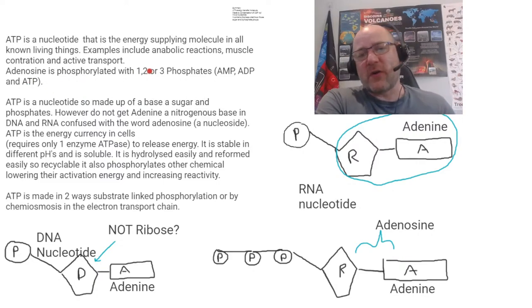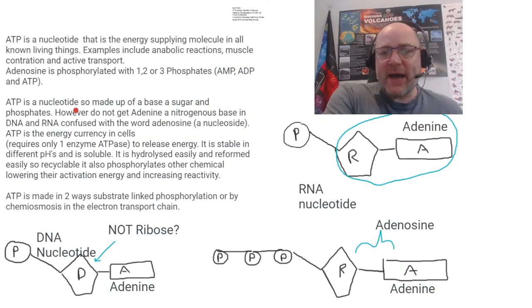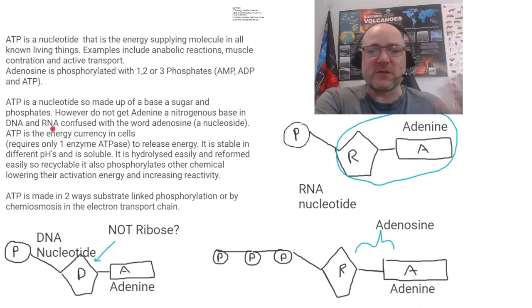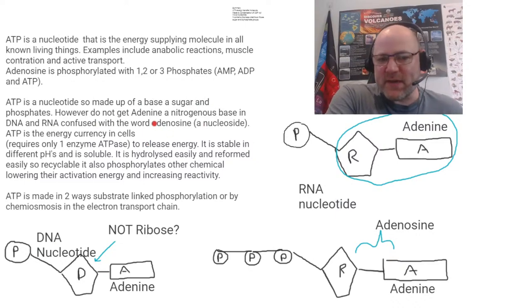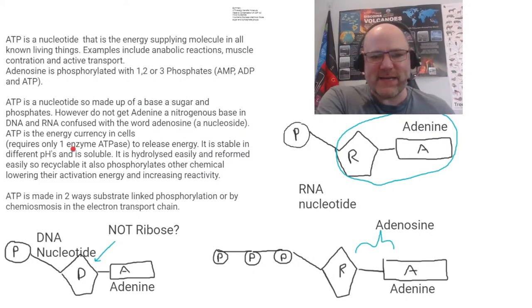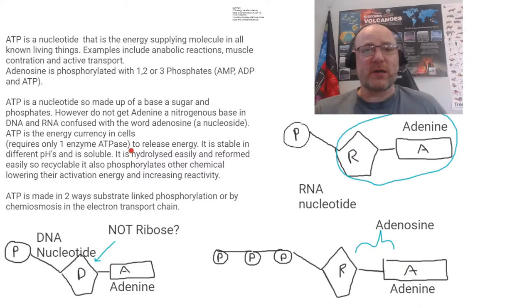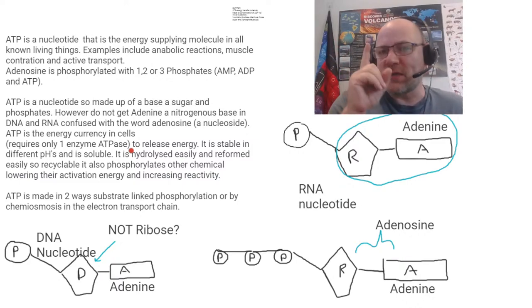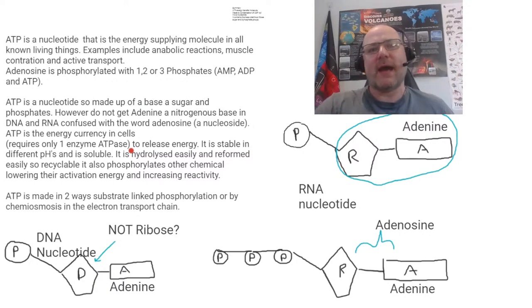And adenosine can be phosphorylated to become AMP, adenosine monophosphate, diphosphate, or triphosphate. ATP is a nucleotide made of a base, sugar and phosphates. Yep, we've covered that. We've covered the difference between adenine and adenosine. Why is it a good energy molecule? It's very simple. It requires one enzyme to snap that bond and break it down and release that energy. To go from ATP to ADP only requires one enzyme. And that's called ATPase. So that makes it a useful molecule. You wouldn't want an energy-carrying molecule to require three processes to release the energy. You want the energy to be released easily. So that's a good thing.